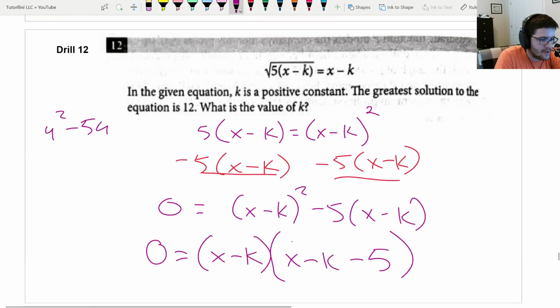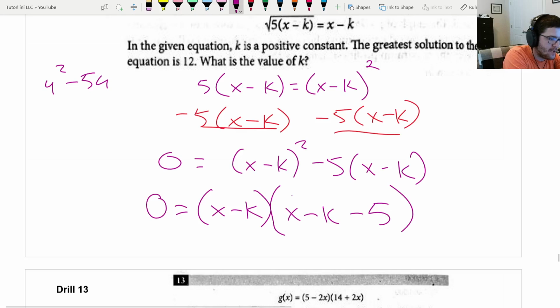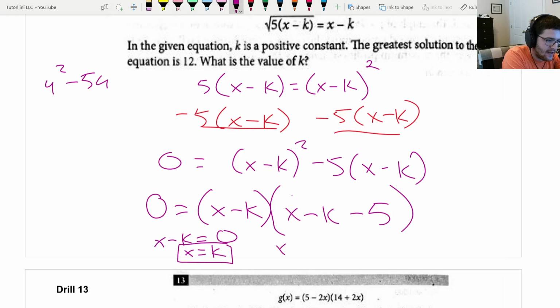Okay, so we can use the zero product property. x minus k equals 0, so x equals k. And then x minus k minus 5 equals 0, so we add k and add 5, and we get x equals k plus 5.